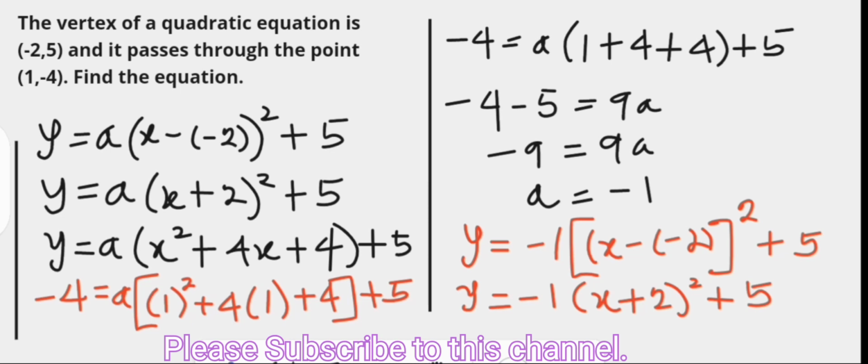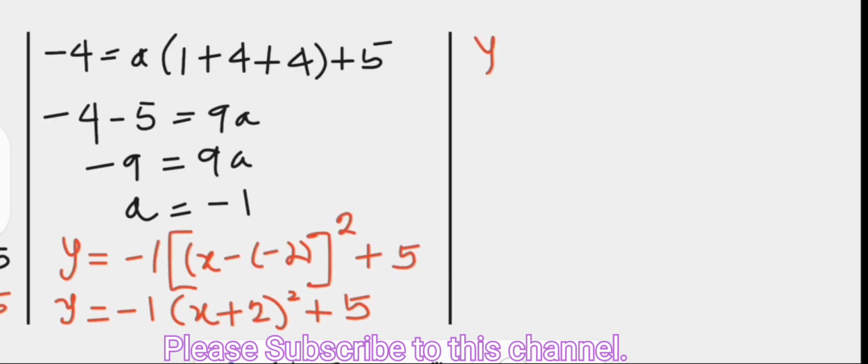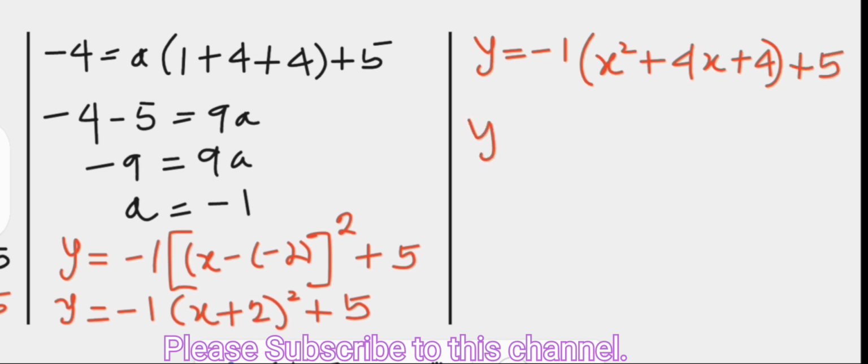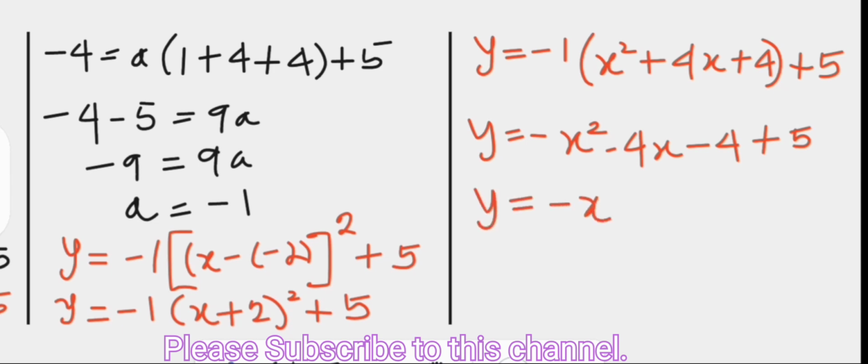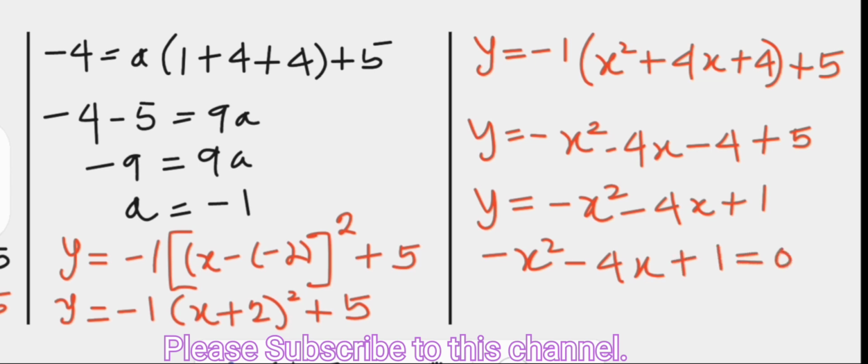We can open up the bracket to have it in standard form. That is y equals minus 1 times (x squared plus 4x plus 4) in the bracket, then plus 5 outside the bracket. So that it gives y equals negative x squared minus 4x minus 4 plus 5. And finally, the quadratic equation is y equals minus x squared minus 4x plus 1. If y is 0, then the quadratic equation is minus x squared minus 4x plus 1 equals 0.